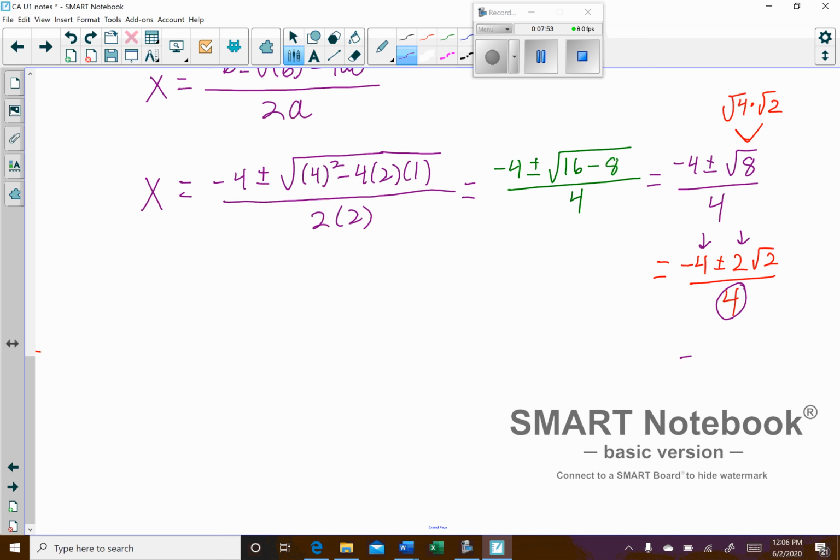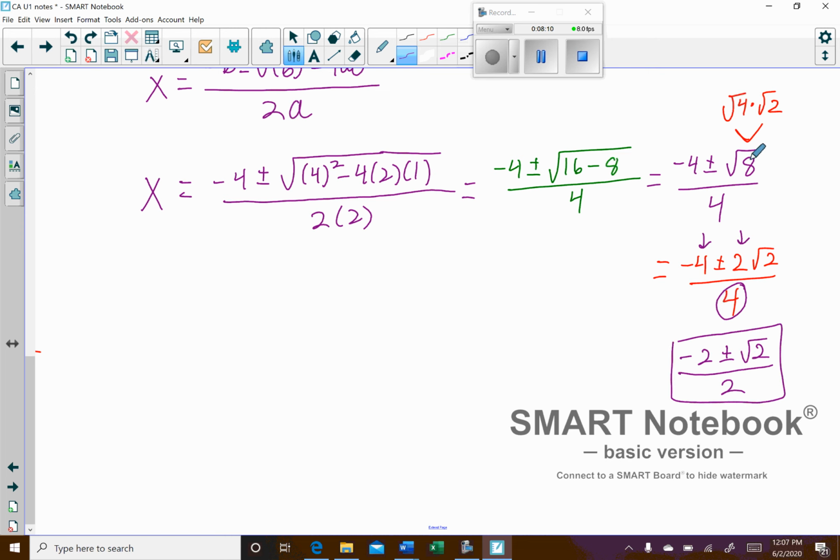So that's going to leave us with -2 plus or minus, that turns into a 1. If you want to put it as a 1, that's fine. Or just write square root of 2, that's fine. And then all divided by 2. And then that's actually your answer.